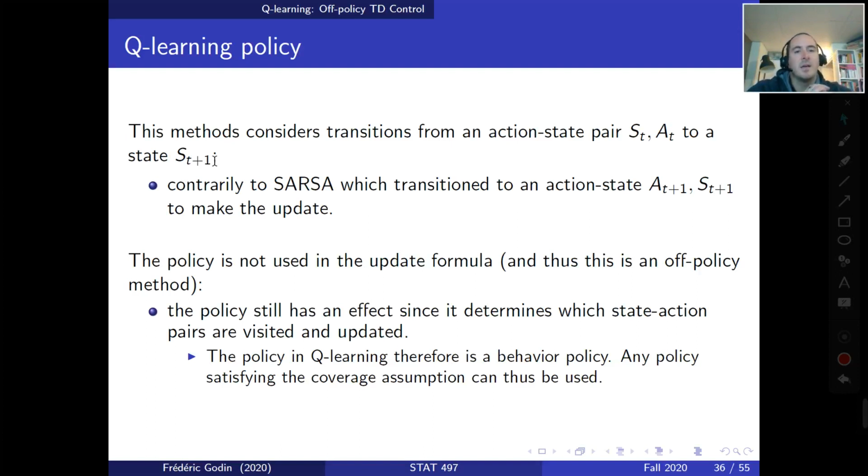Okay, so this is why it's an off-policy method. It's because your policy to select the next action can be anything. It's not necessarily your current estimate of the optimal policy.